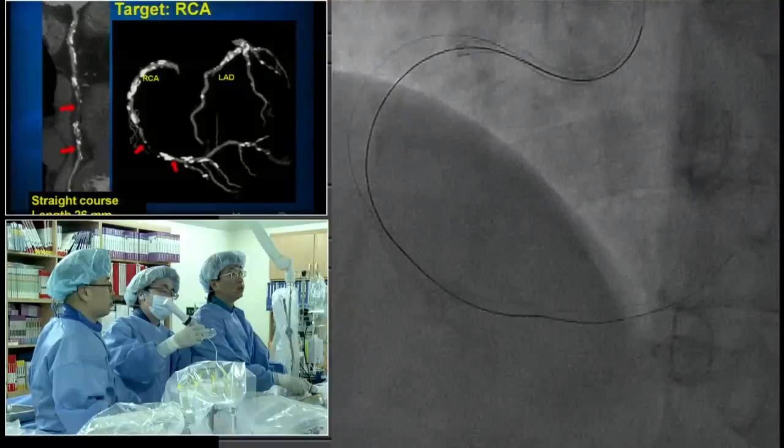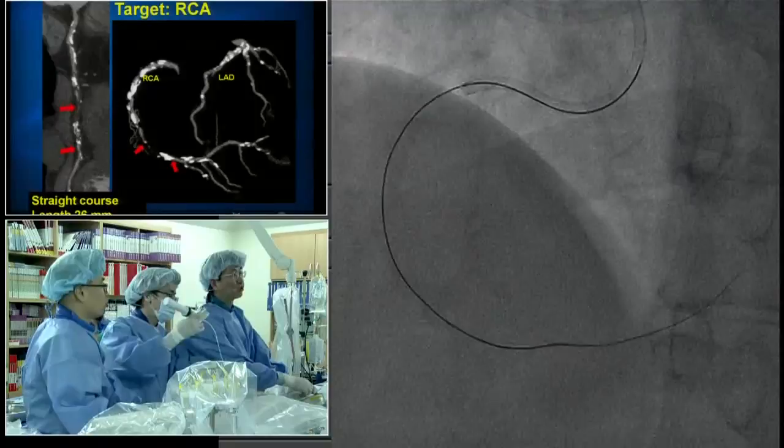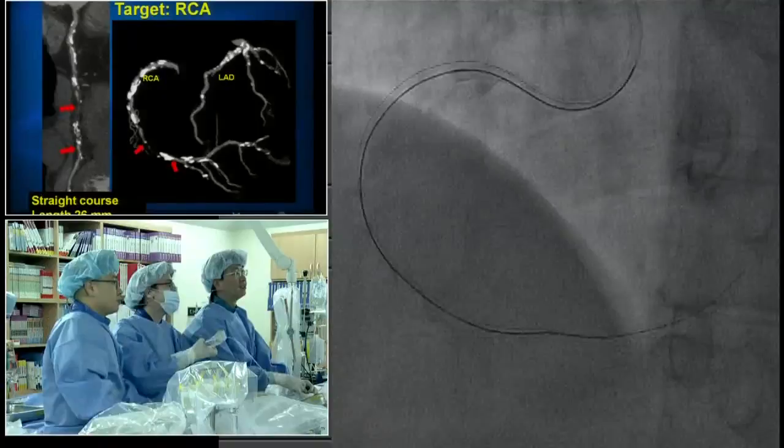Which brand balloon catheter do you select? Size and company? 1.2 Boston, Boston, okay. This is 1.2. I hope it crosses the region.